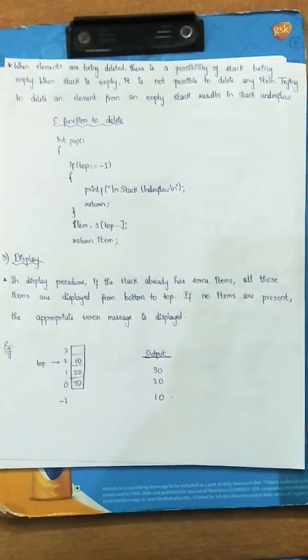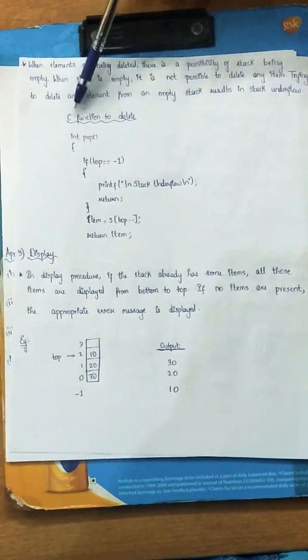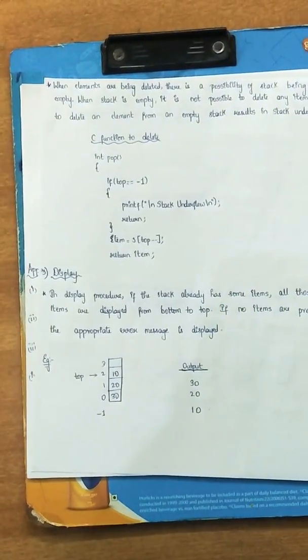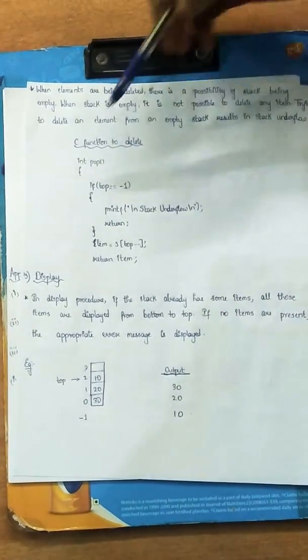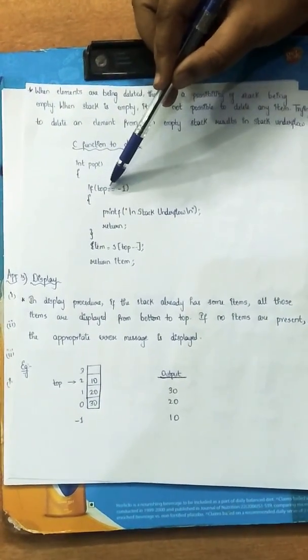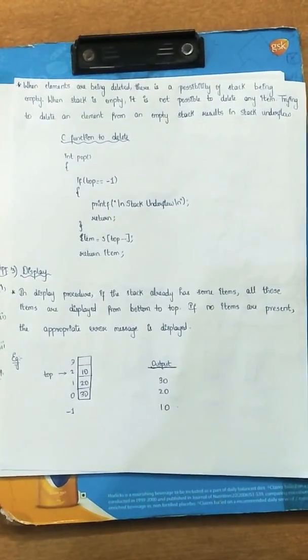So this completes the pop operation. Let us quickly see what the C function to delete or pop an element in the stack looks like. I give the name of the function as pop, and we check whether top is equal to -1. Why do we need to check this condition?